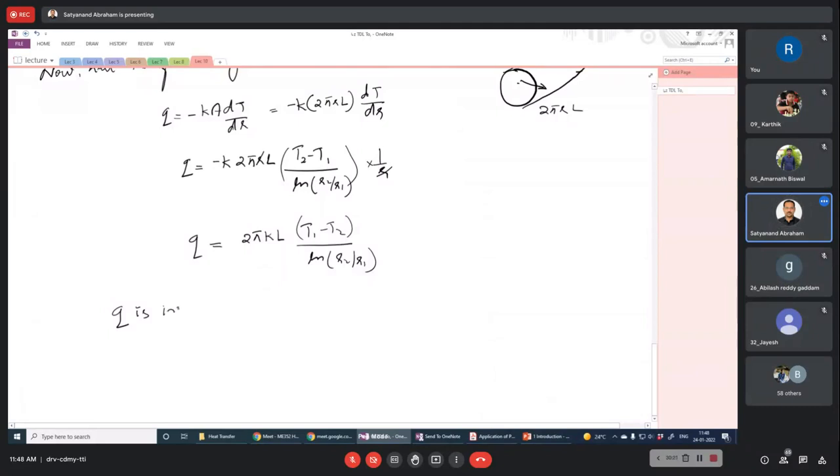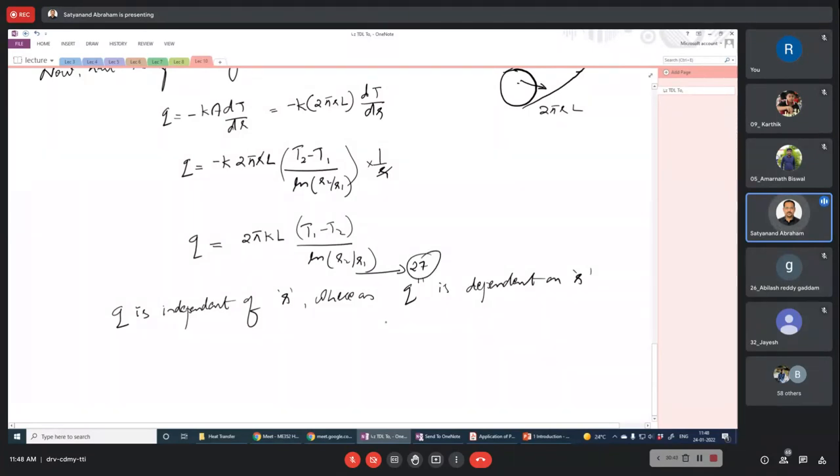independent of R. Independent of R, whereas heat flux is dependent on R. Okay. Yeah. So we can actually write this as equation 27.